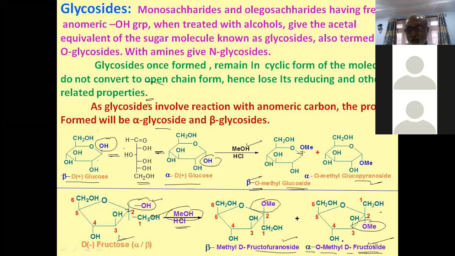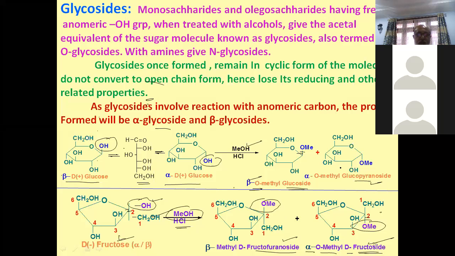Both names are used. And beta, once it is alpha, this comes on the down. So whenever a glycoside is formed, a glycoside will be either alpha form or beta form. So that means it must be an alpha glycoside or it can be a beta glycoside. So ultimately, what is a glycoside? How is it formed? Simply a monosaccharide whose anomeric OH group is free.